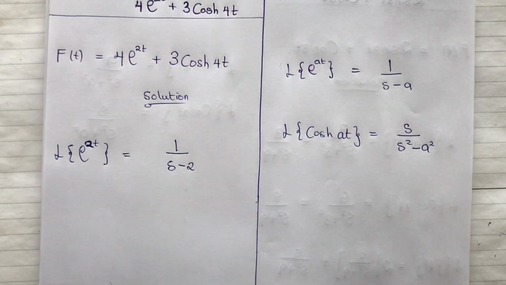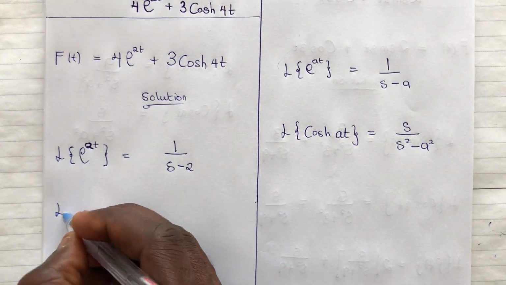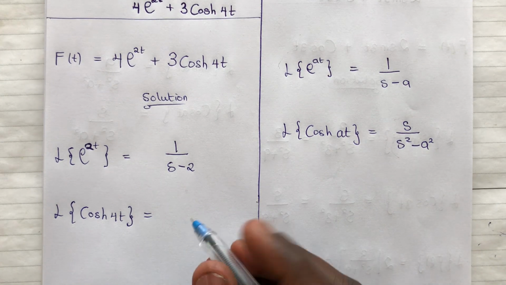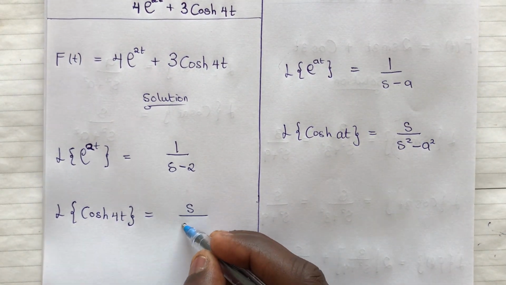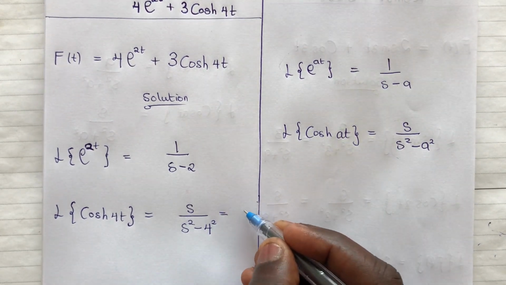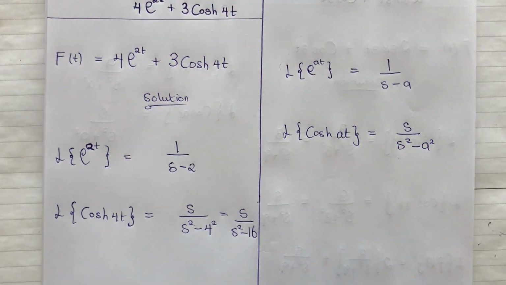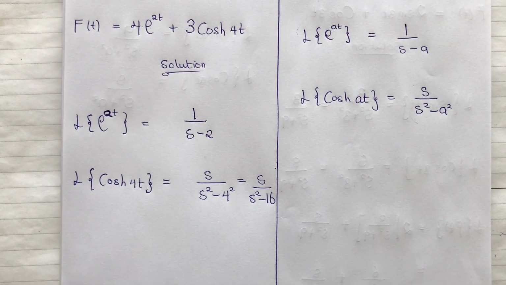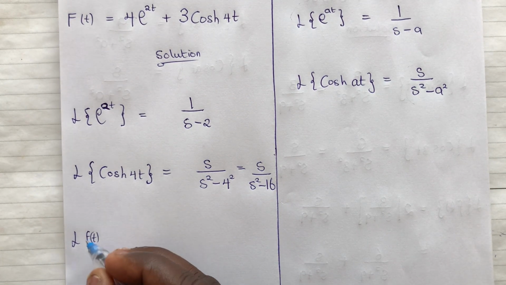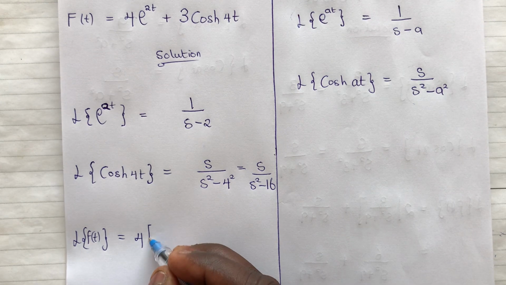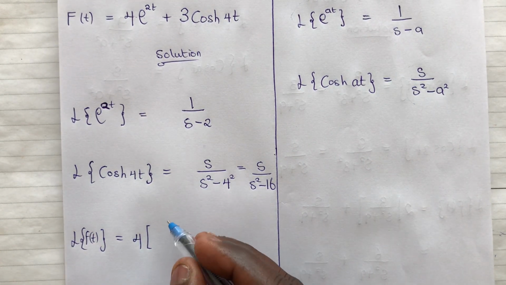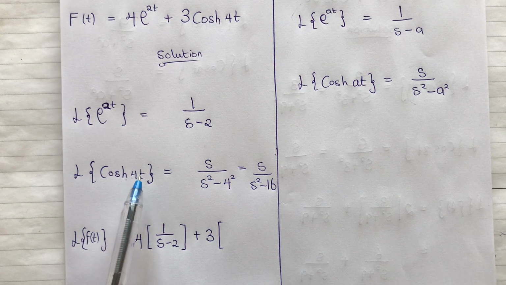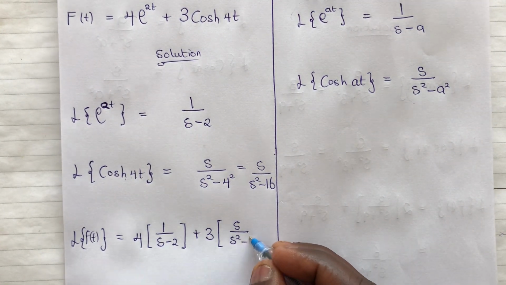Okay, then we move on to the Laplace transform of cosh 4t. So Laplace transform of cosh 4t, we realize that the solution from here, we can substitute, is equal to s over s square minus 4 square. This is giving you s over s square minus 16. Now we can substitute the result into the question. We have 4 times this result, 3 times this result. So the Laplace transform of f of t given to us will be equal to 4 multiplying the result of this one, which is 1 over s minus 2, plus 3 multiplying the result of this one, which is s over s square minus 16.